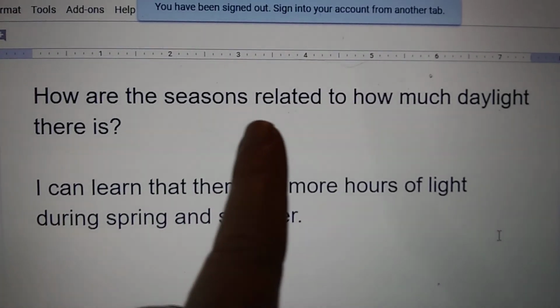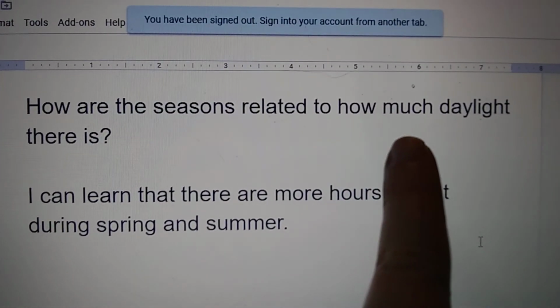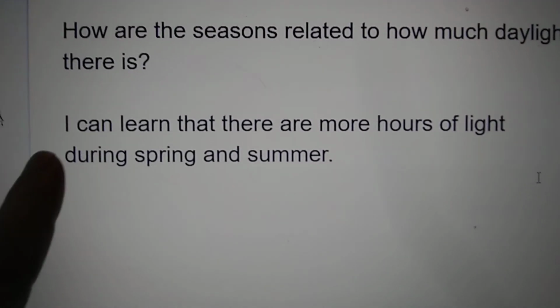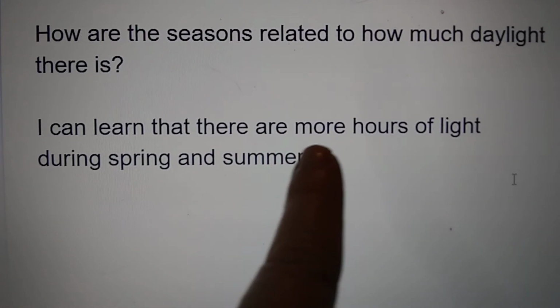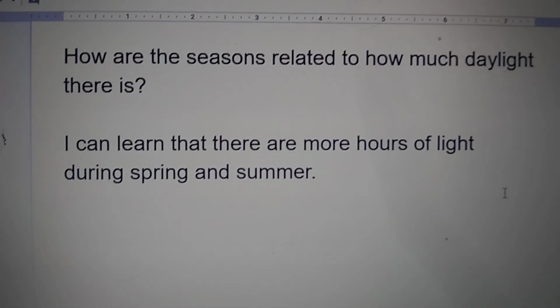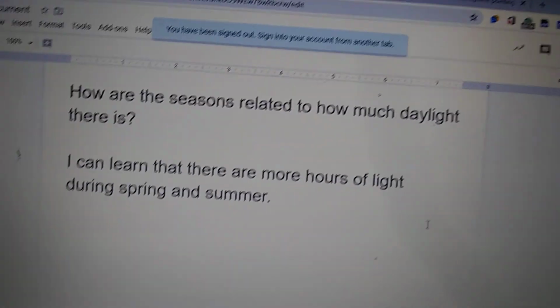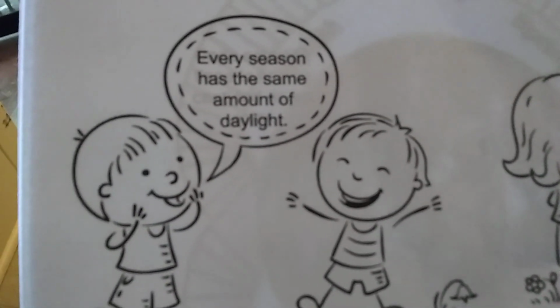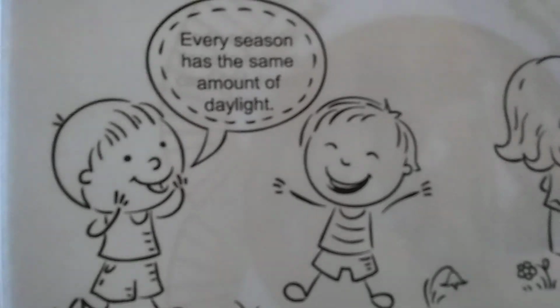How are the seasons related to how much daylight there is? And then here's your I can. I can learn that there are more hours of light during spring and summer. So then read the little questions with the kids. These two kids are saying this. Every season has the same amount of daylight.